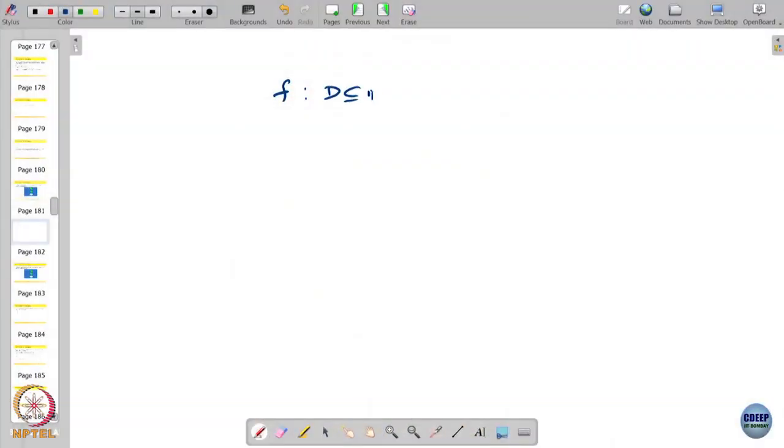So we have started looking at double integrals, integrals of functions of two variables over a domain. So we had a function f defined in a domain D in R2 to R, and so we looked at the double integral over D of f(x,y) dx dy. So that was the double integral.